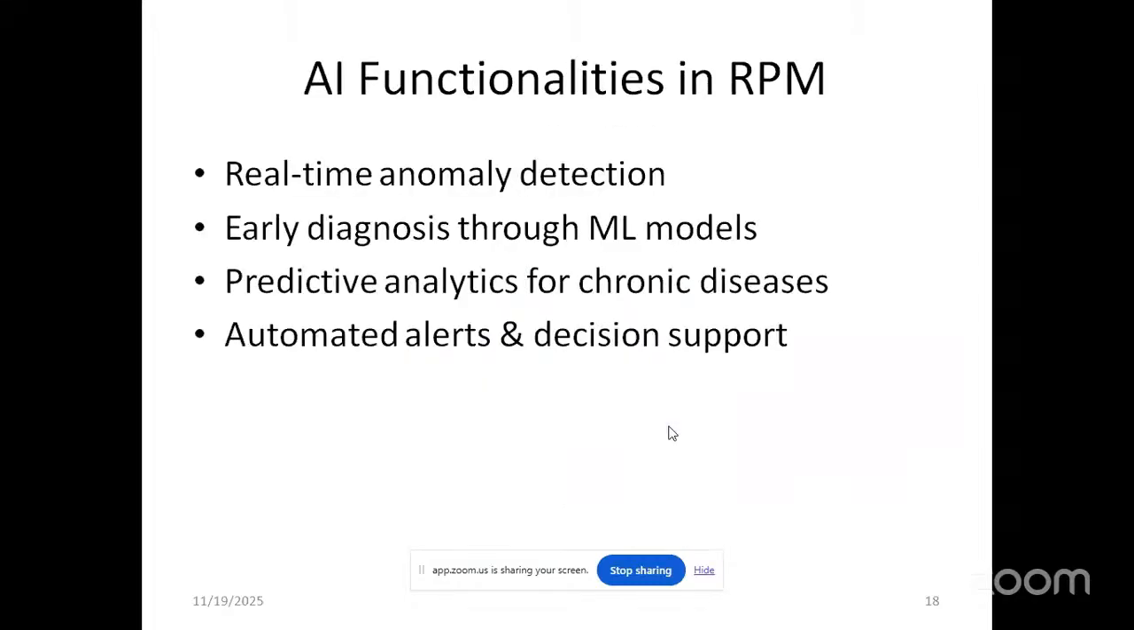The functionalities in RPM, first of all, the four considerations: real-time anomaly detection, early diagnostics through machine learning models, predictive analytics for psoriasis disease, and automated alerts and decision support.